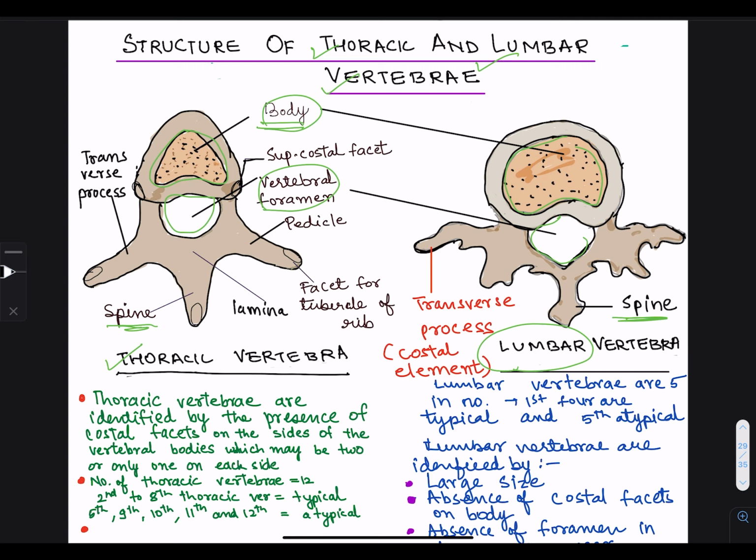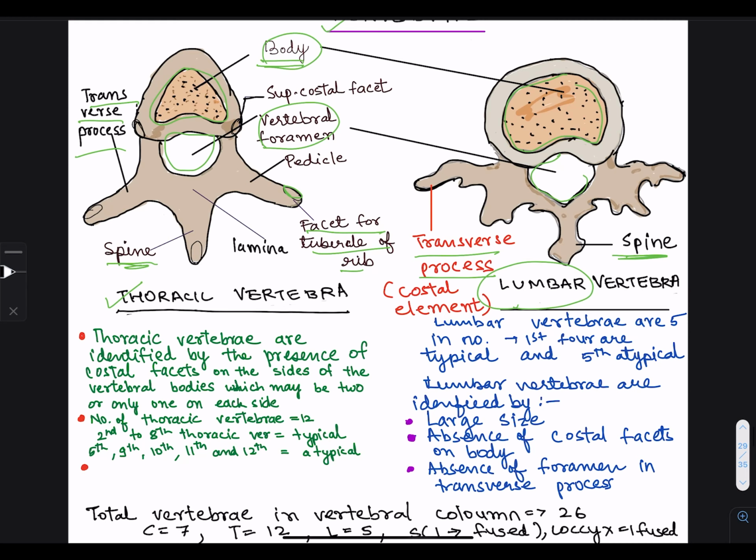Then this is the facet for tubercle of rib. And here this is known as the transverse process, right? This is the transverse process over here. Now, thoracic vertebrae are identified by the presence of costal facets. This is the costal facet on the sides of the vertebral body. Why? Because ribs are attached to them, which may also be two or only one on each side.